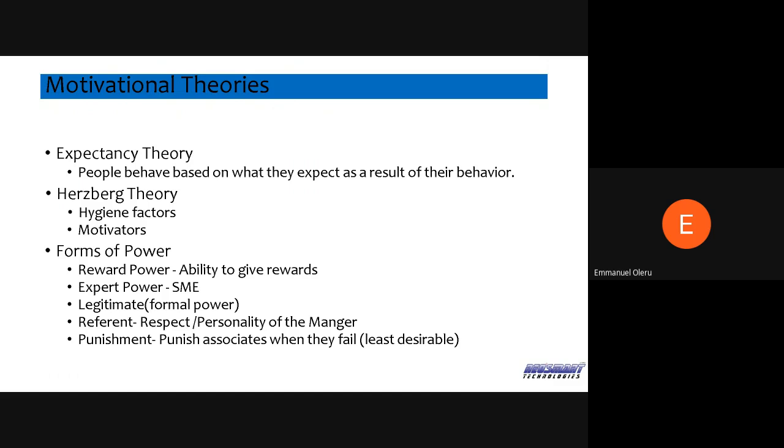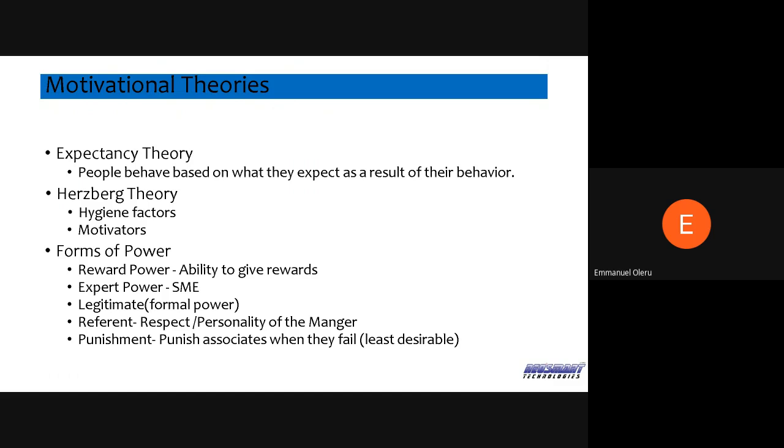Okay, thank you so much, Alex, for that explanation. Okay, we also have other theories. We have the expectancy theory, which speaks on how people behave based on what they expect as a result of their behavior. Let me speak a little bit on these theories. I usually just try to run through them.